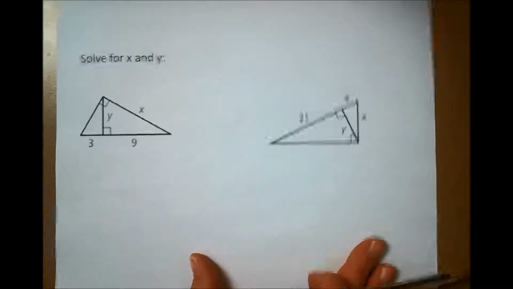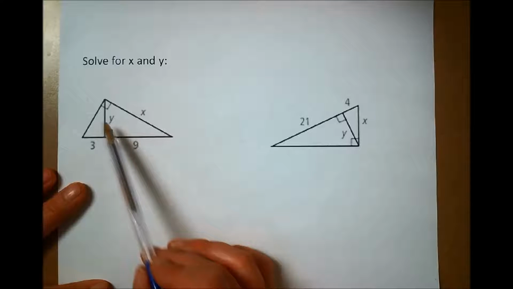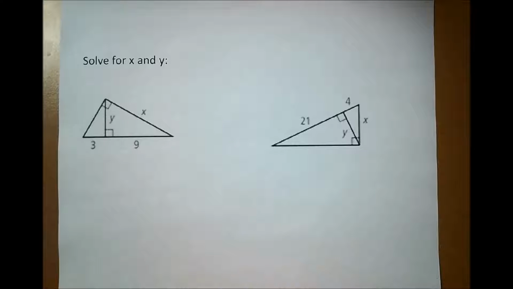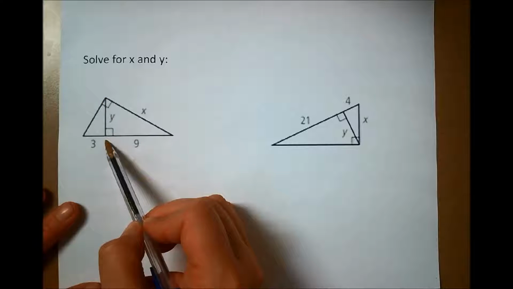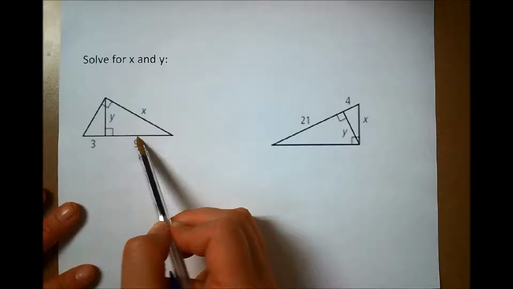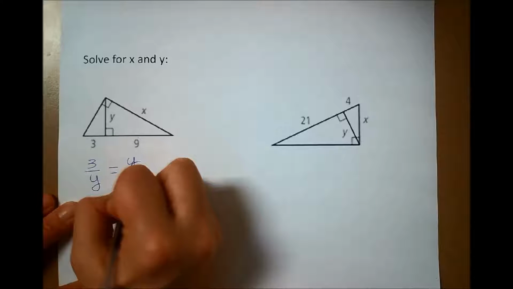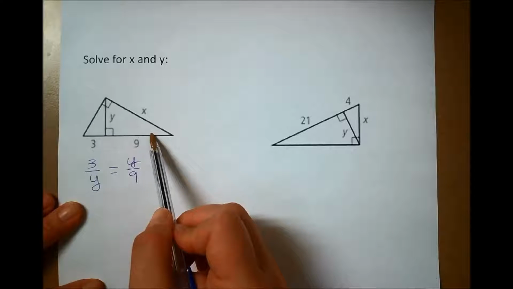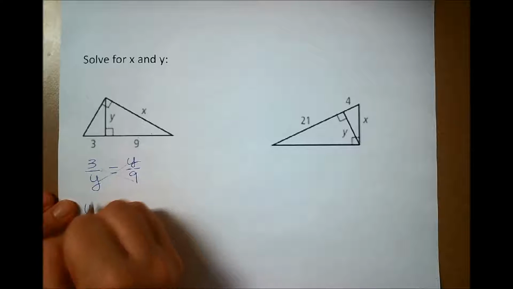Now, you will have some homework problems that are like this. Just solve for x and y. So let's get these taken care of. So, first, the easy one. The length of this is the geometric mean of these two. So you just say 3 over y equals y over 9. I think that's easier because that's in between these two. But anyway, you cross multiply and you get y squared equals 27.